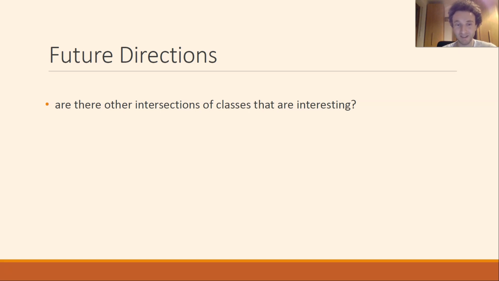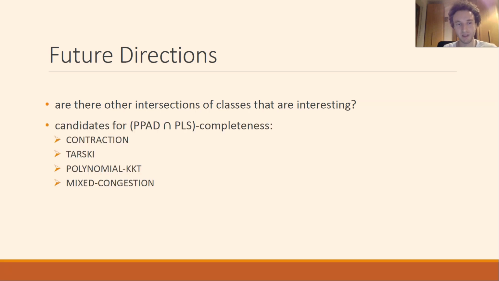other interesting classes, an interesting class A, an interesting class B, where if you take the intersection, you get some interesting class out of that. Other examples of this phenomenon. And the second future direction is, okay, we know now that PPAD intersection PLS is interesting. We know that it has complete problems that are natural. What about the rest of the problems that lie in PPAD intersection PLS? Which ones of them are also PPAD intersection PLS complete?